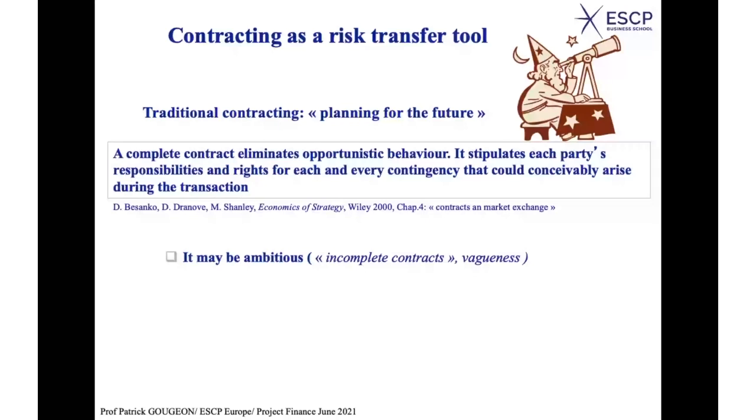And when it comes to project finance and very complex projects in very difficult situations, you cannot consider that you will solve all the problems with contract because it is too ambitious. Not only is it incomplete, but even if you have anticipated some contingencies, it may be too vague in the contract. The way it is stipulated in the contract might be too vague.